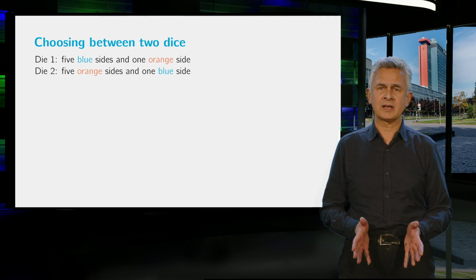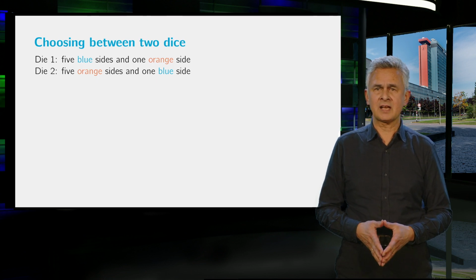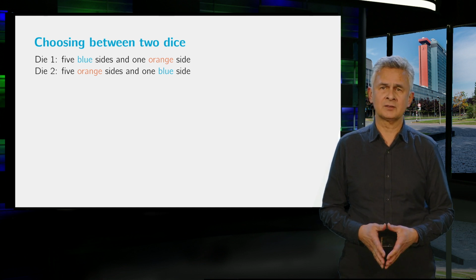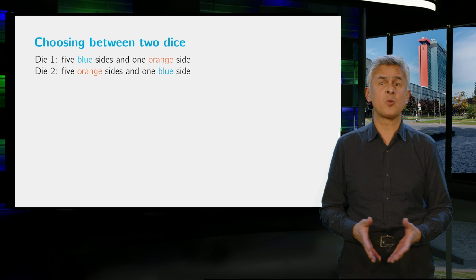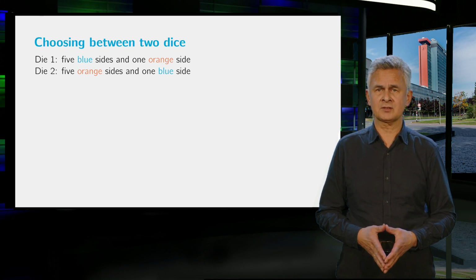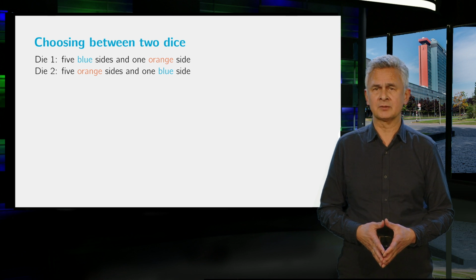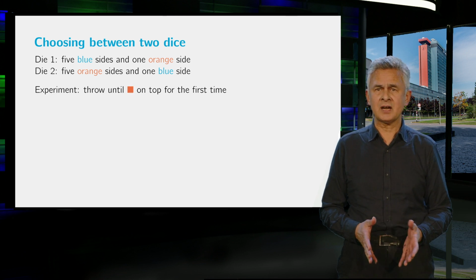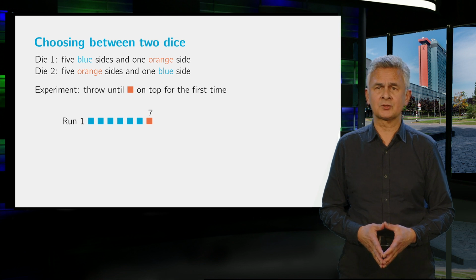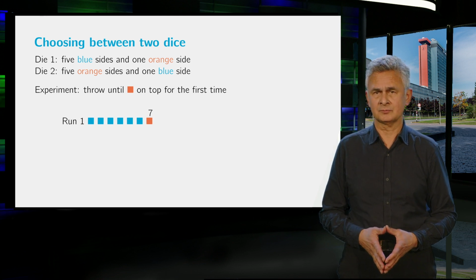Suppose we have two dice, one that has 5 blue sides and 1 orange side, and a second one that has 5 orange sides and 1 blue side. Someone chooses one of the two dice and conducts the following experiment. Throw the die until the first time orange ends on top. We do not know which die has been chosen, but the person reports that it took 7 throws.